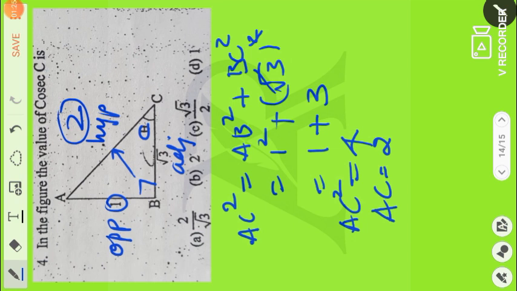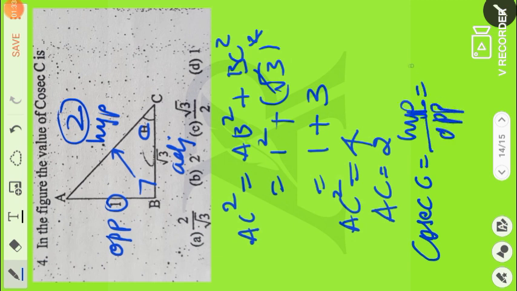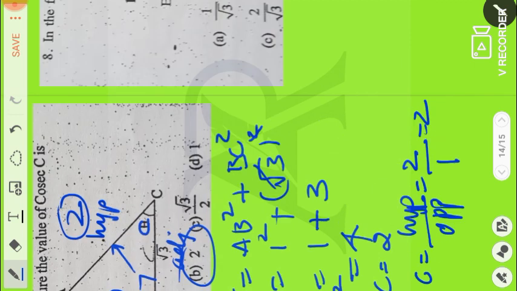They are asking us to find the value of cosecant C. Cosecant is hypotenuse by opposite. Hypotenuse is 2 and opposite is 1. By using this, 2 by 1 is nothing but 2. Option B is the correct answer. Let us see the next question.